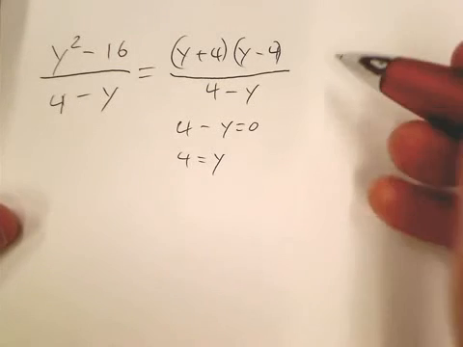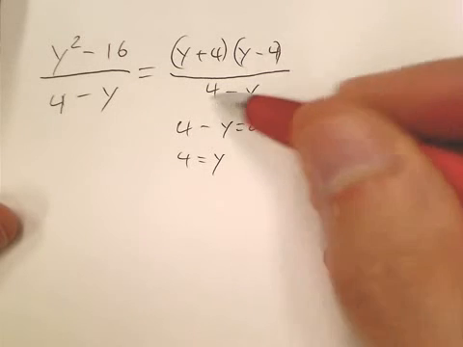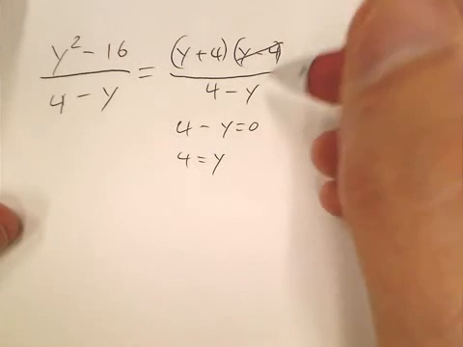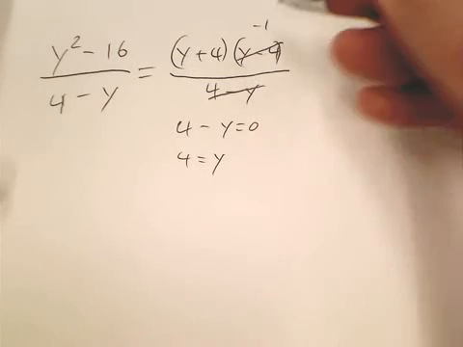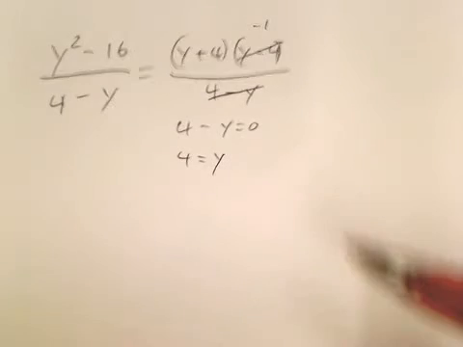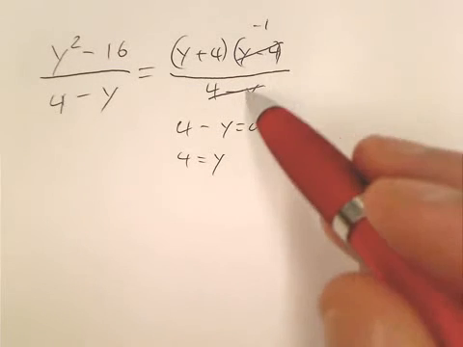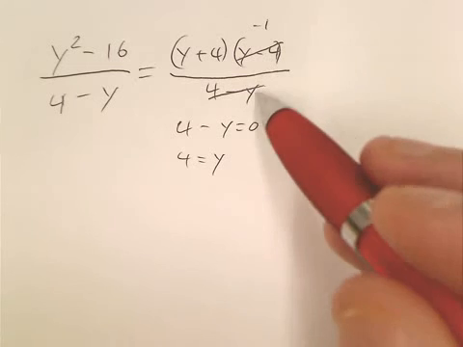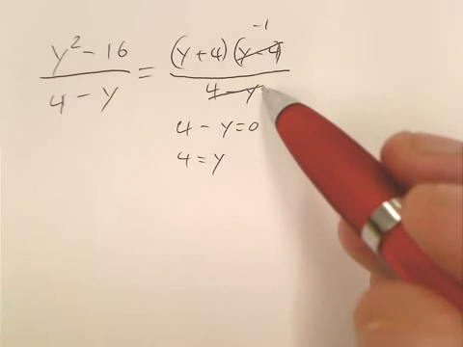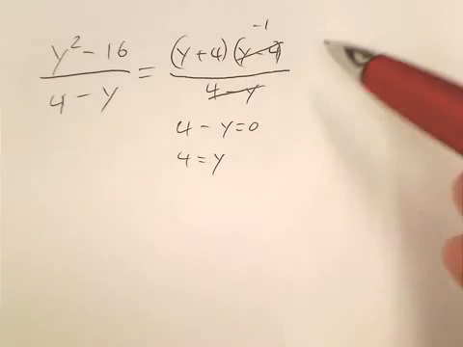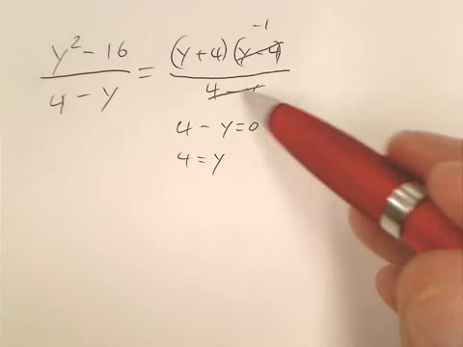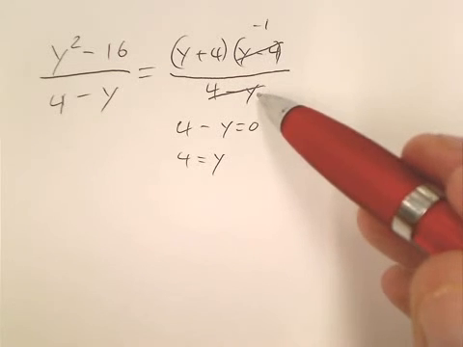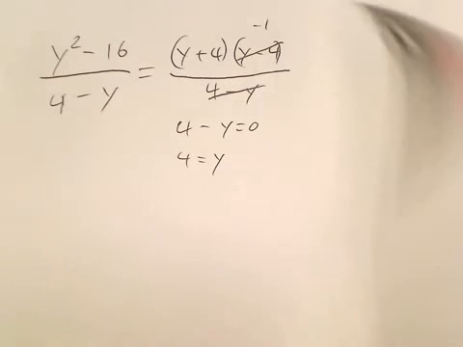Now, here's the funky part: you have y minus 4 and 4 minus y. You can actually cross those out if you put a negative 1 there. Okay? Because these are opposites. You know, 5 minus 3 and 3 minus 5 are just opposites. It gives you 2 and negative 2. So whatever y minus 4 is, 4 minus y is negative that number. So any number divided by its negative self leaves behind a negative 1.